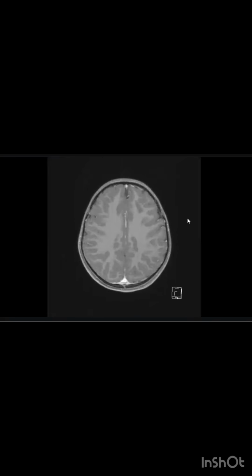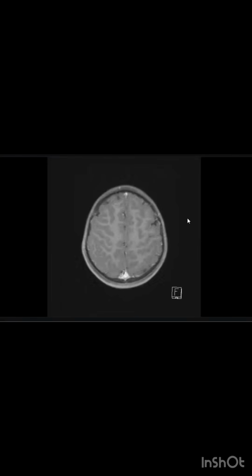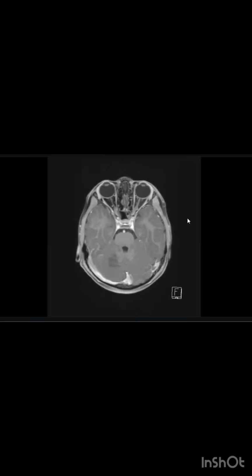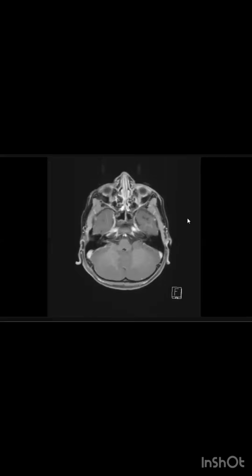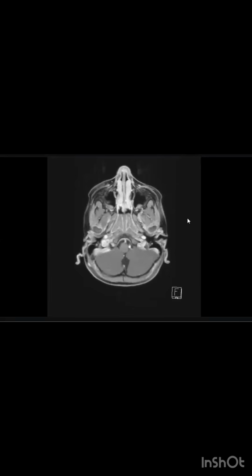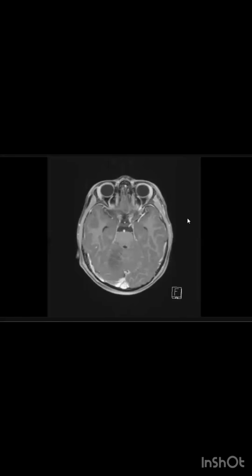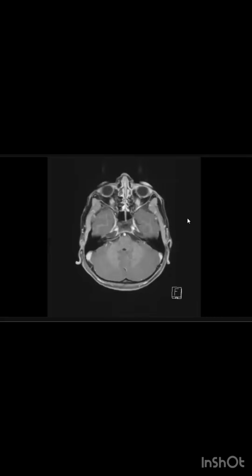Concentrate on the posterior fossa. It does not show contrast enhancement in the post contrast. Anything else? I am trying to look.